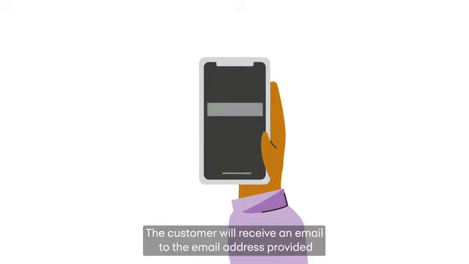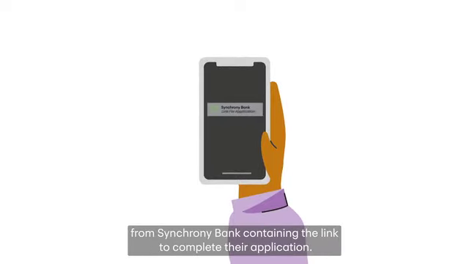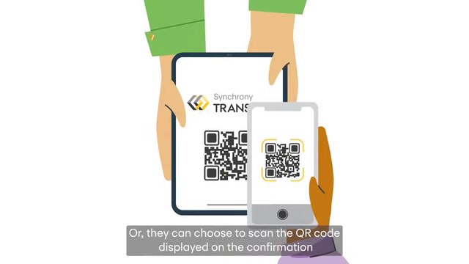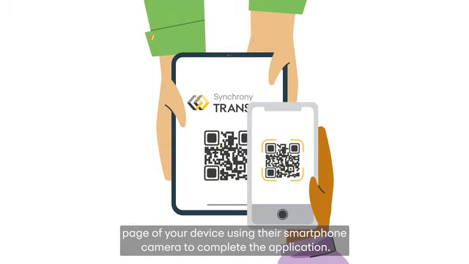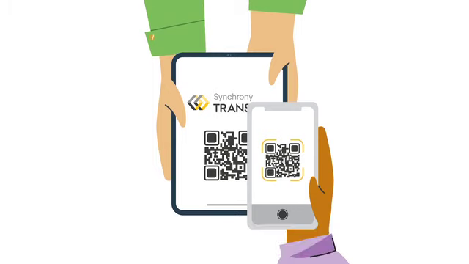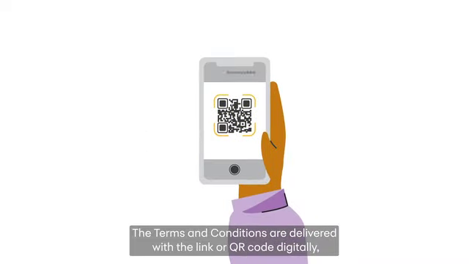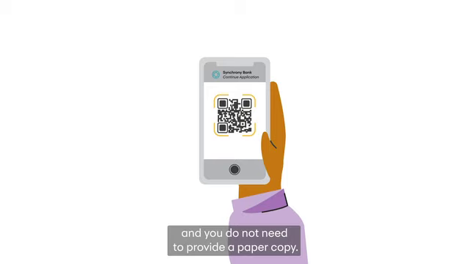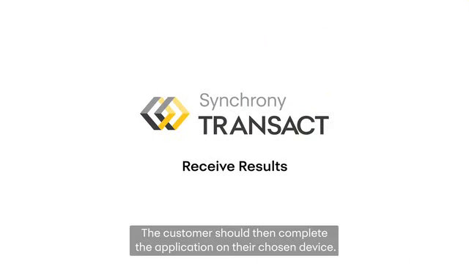The customer will receive an email to the email address provided from Synchrony Bank containing the link to complete their application. Or they can choose to scan the QR code displayed on the confirmation page of your device using their smartphone camera to complete the application. The terms and conditions are delivered with the link or QR code digitally, and you do not need to provide a paper copy. The customer should then complete the application on their chosen device.